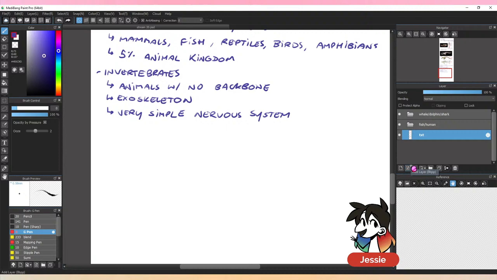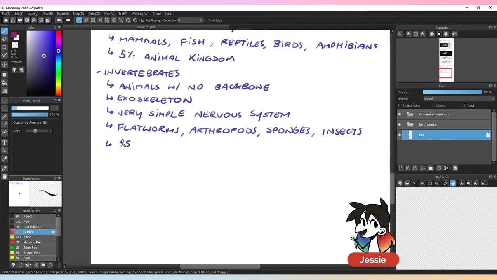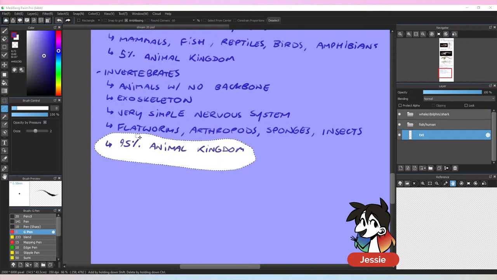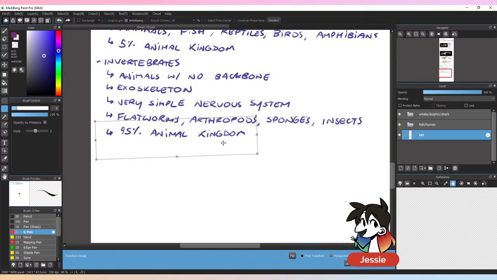So, things that are invertebrates are flatworms, or just worms, arthropods, sponges, and insects. Those are some of the invertebrates, right? Because invertebrates take up 95% of the animal kingdom. All the popular animals are the vertebrates. The other ones that are invertebrates, even though they are the majority, do take up the majority of the animal kingdom. Alright, so 95% of animals are invertebrates.